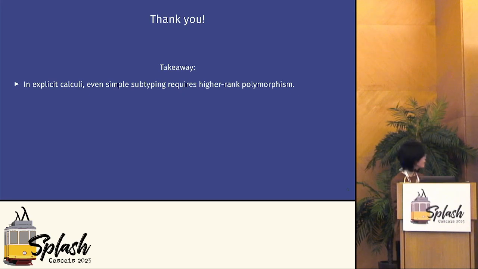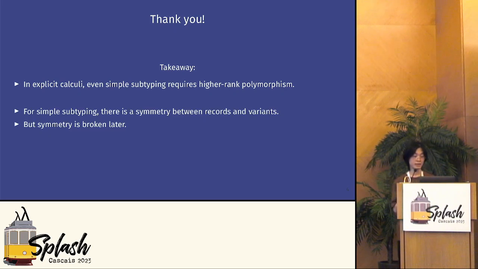And I think I'll finish. And there is some takeaway. So first, in explicit calculi, we found that even if you only want to encode simple subtyping, you already need some higher rank polymorphism. And for simple subtyping, as we have seen, there is a very good symmetry between the results of records and variants.